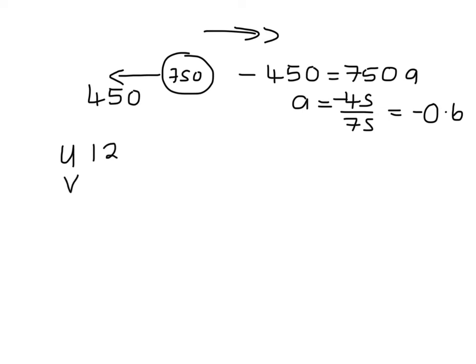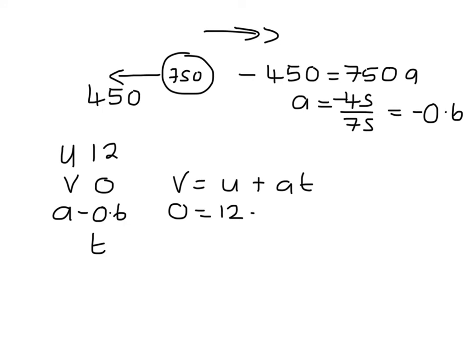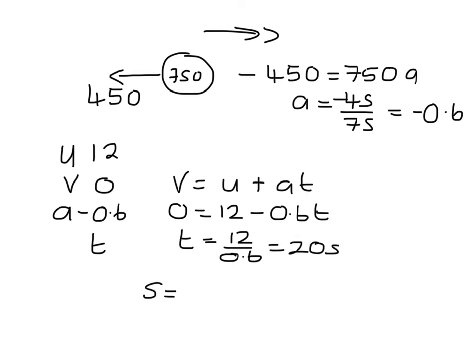The coupling broke when they're moving at speed 12. We want to find out when it stops. The acceleration is minus 0.6, and we're interested in finding the time. So V equals U plus AT. 0 has to equal 12 minus 0.6t, so t will equal 12 divided by 0.6, which is 20 seconds. Distance travelled will be (u plus v) all over 2 times t, and that gives us 120 metres.